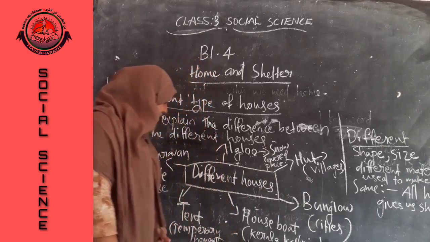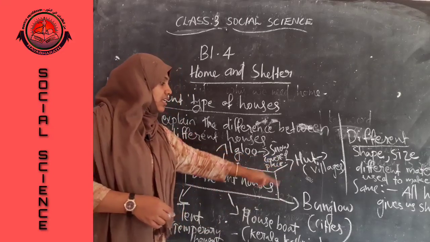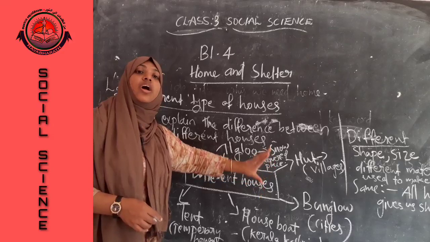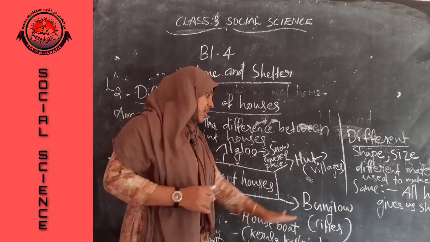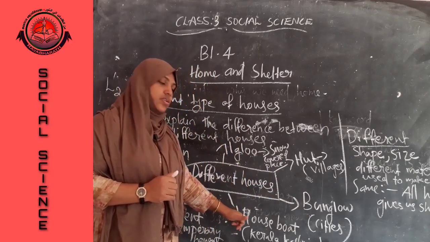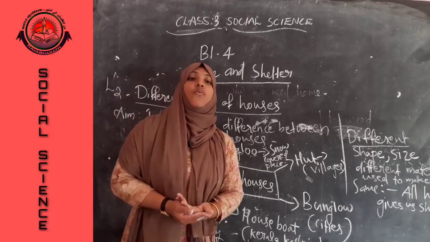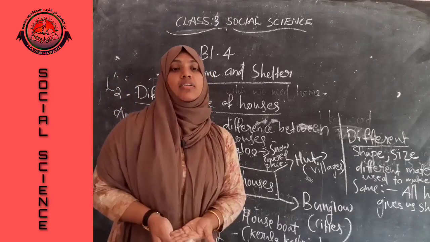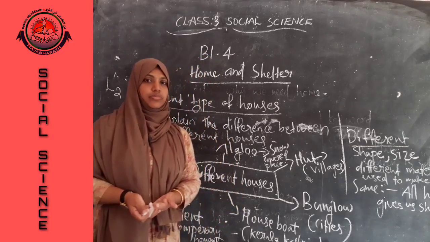Yes, tents are temporary houses, but all other houses are fixed in one place. For example, huts are fixed in one place, and bungalows are also fixed in one place. Houseboats can also move. Igloos are fixed in one place. So tents are temporary houses and other houses are fixed in one place.